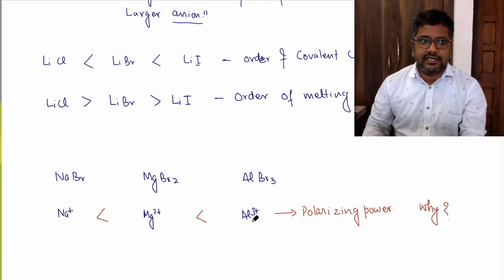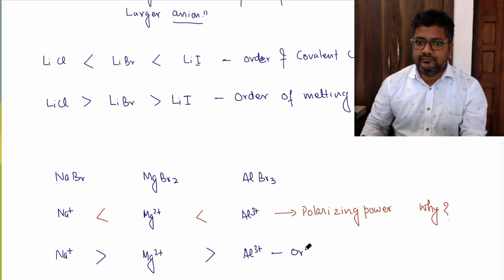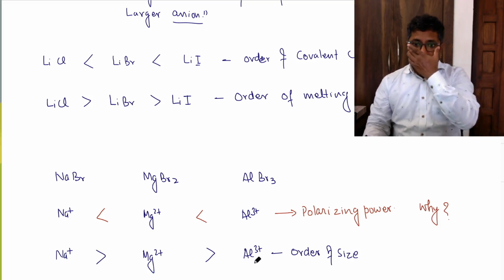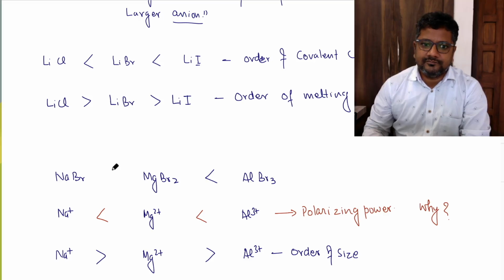Size of this Al3+, what is the order of size? So the order of size is Na+, Mg2+, Al3+. See, the order of size is this. Magnitude of charge, positive charge is maximum. So polarizing power is maximum for this, and if polarizing power is maximum, then this has the maximum covalent character.